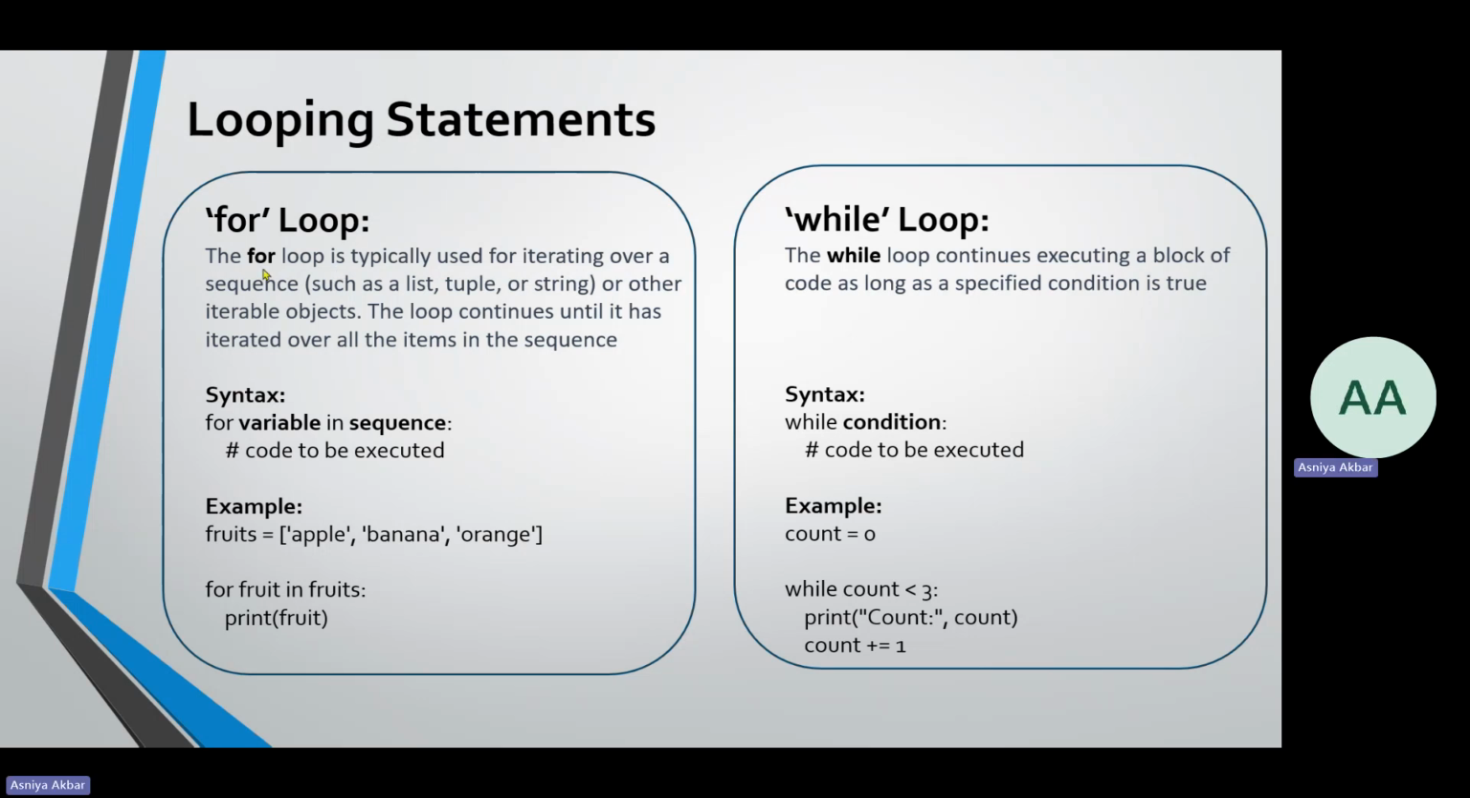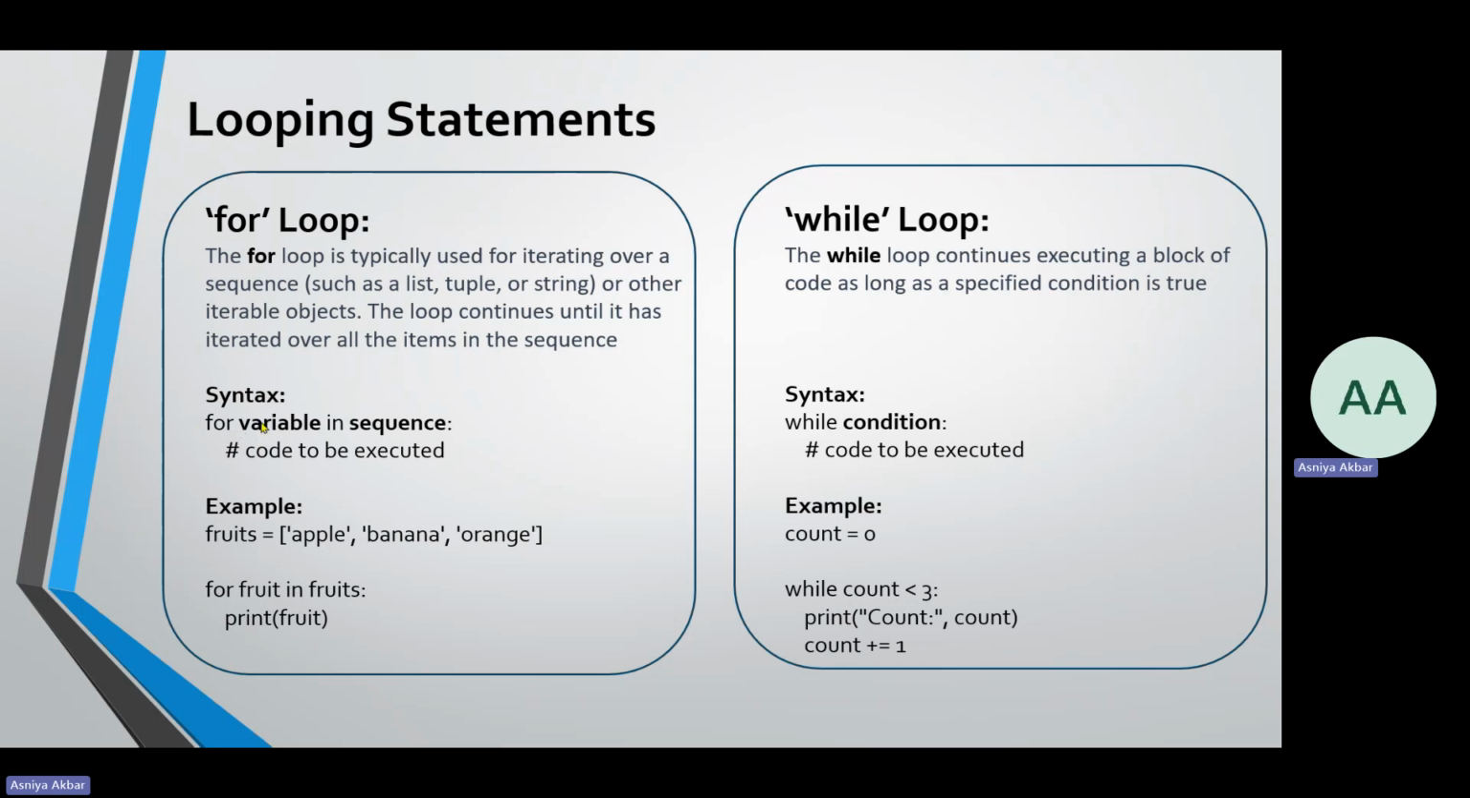So everyone, looping statements are typically used for iterating over a sequence or repeating a specific block of code. So let's look at the syntax. If you want to repeat something based on a condition, then we're going to use looping statements. There are two statements, for loop and while loop. So for loop here, let's discuss the syntax.